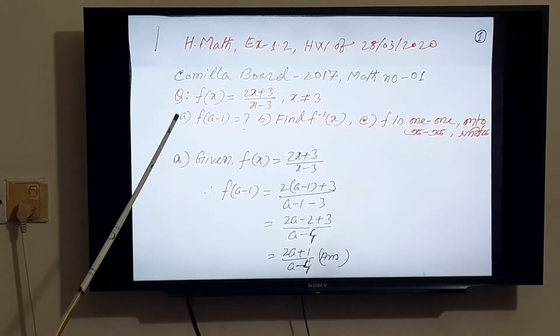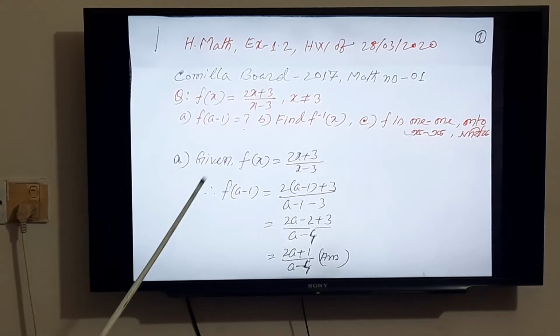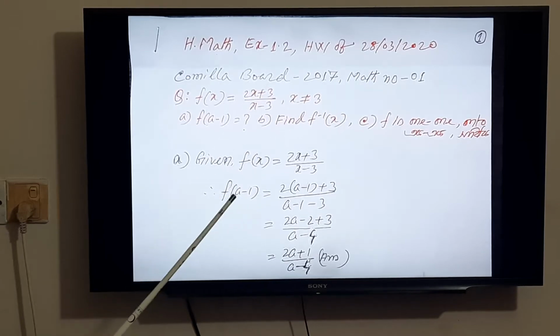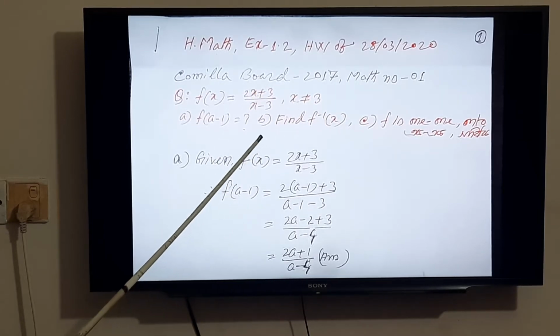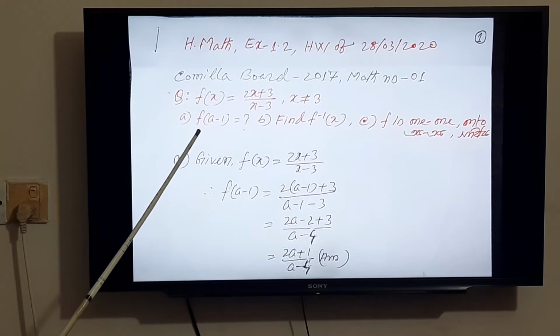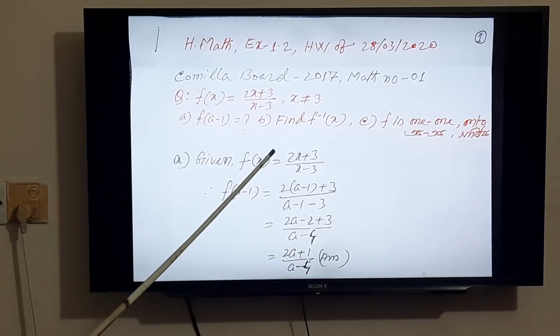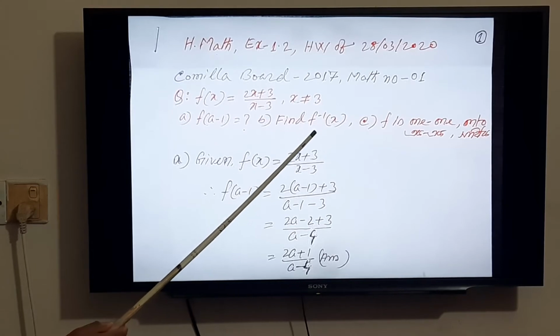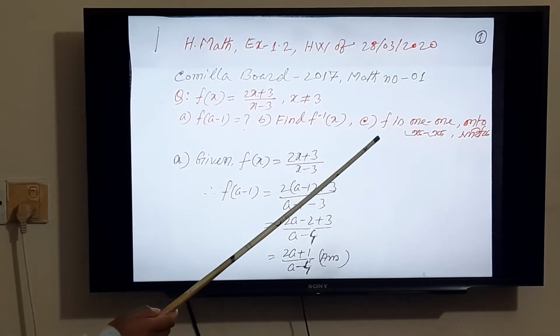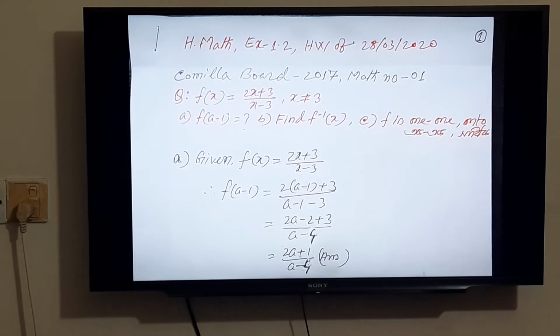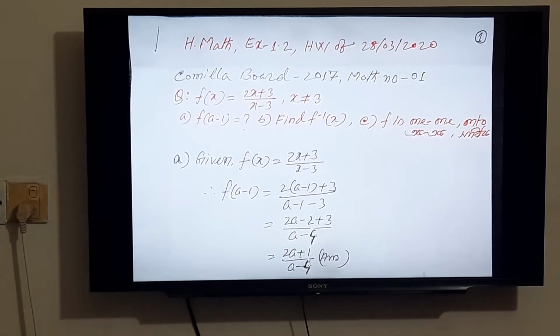First one is f of x is this, the function where x is not equal to 3. And question number A, what is the value of f of a minus 1? And question number B, find f inverse x. And question number C, f is one-one or onto?